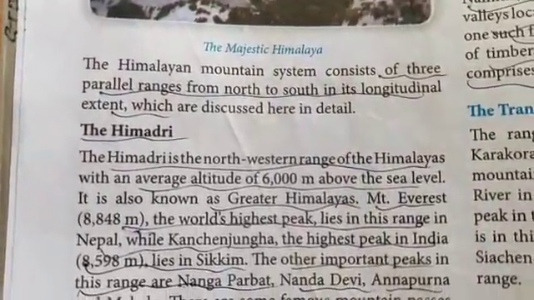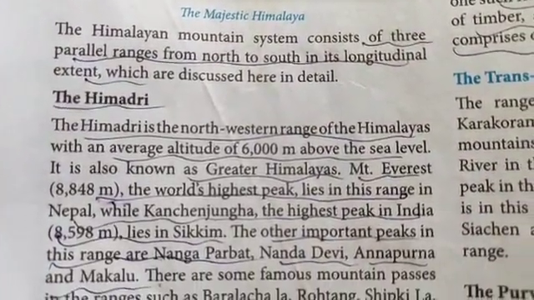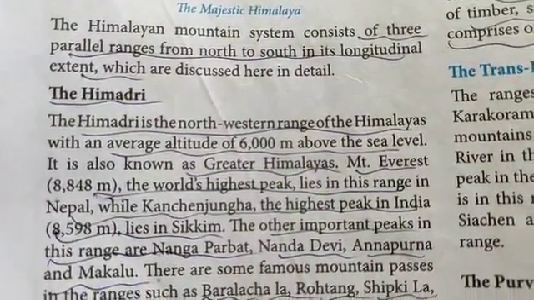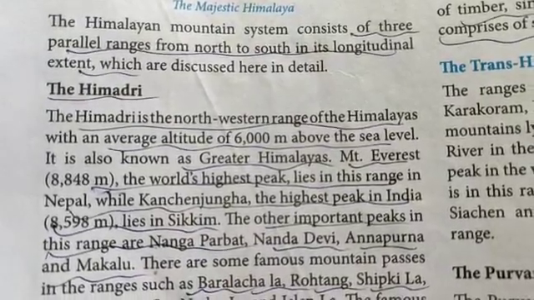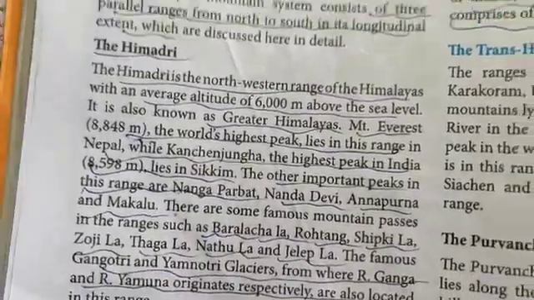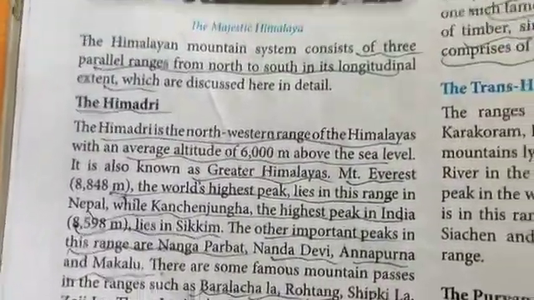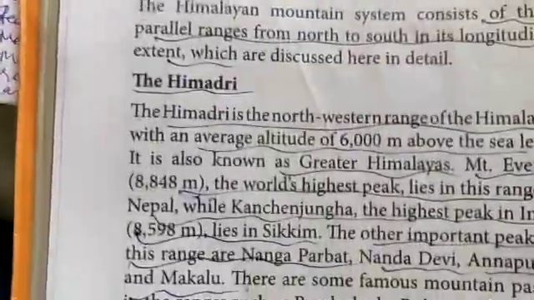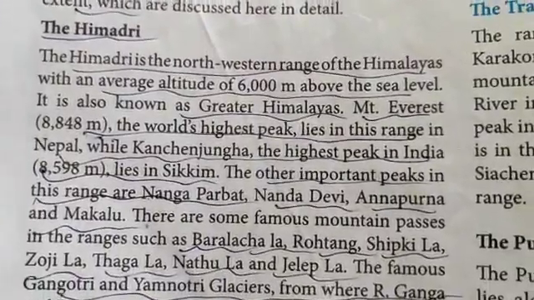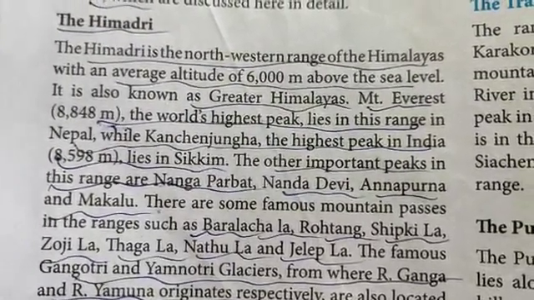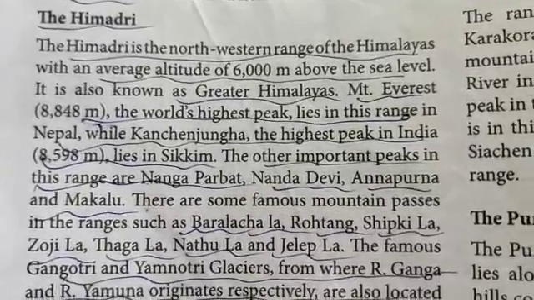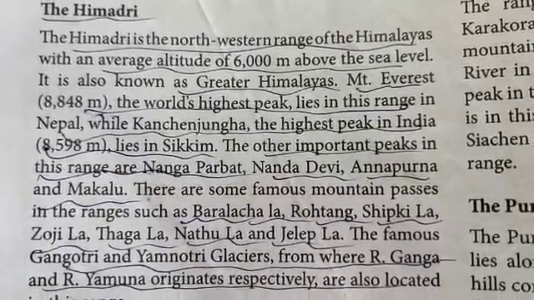Now that was the Himalayan range, that is the highest range of the northern mountains. The Himalayan mountain system consists of 3 parallel ranges from north to south in its longitudinal extent, which are discussed here in detail. Now, the Himalayan range is divided into the Himadri, the Himachal, and the Shivaliks. That is, the Himalayan range is another word for the northern mountain range. Now coming to Himadri. The Himadri is the northernmost range of the Himalayas with an average altitude of 6,000 meters above sea level. It is also known as the Greater Himalayas.